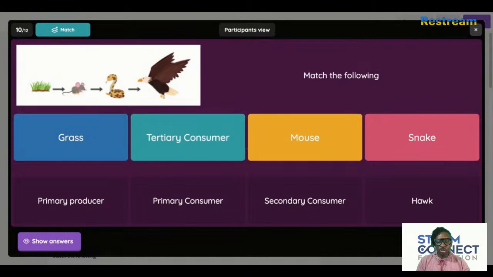does the grass consume anything? No. So at the beginning of any food chain or food web, you're always going to start with the producer, which is always going to be a plant first. Sometimes they start with the sun, but most of the time they're going to start with the actual producer, right? So in this case, the grass is your primary producer. How would you describe the mouse?